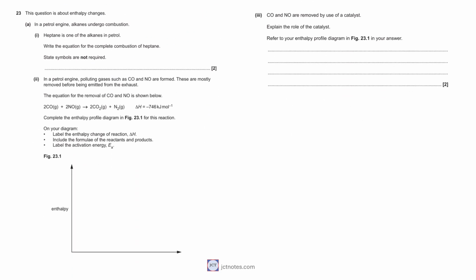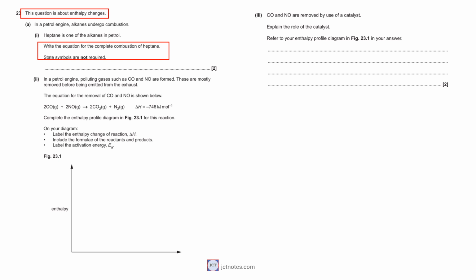Question 23 is about enthalpy changes. Part A is about reactions in petrol engines, and we have 3 questions. The first question asks to write the equation for the complete combustion of heptane. State symbols are not required.